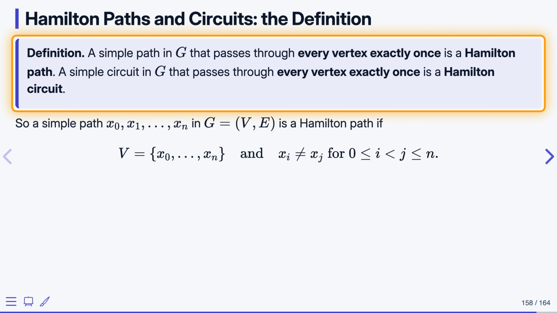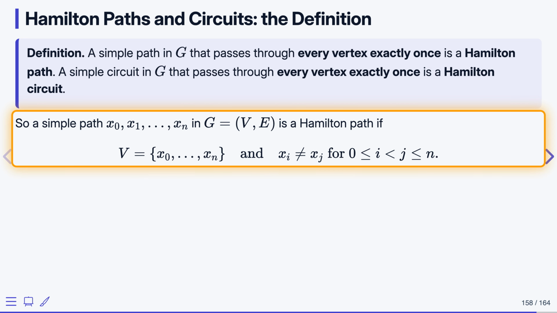Now let's write the two names clearly. Take a simple path in a graph G. If this path visits every vertex exactly once, we call it a Hamilton path. Take a simple circuit, which starts and ends at the same vertex. If it visits every vertex exactly once, we call it a Hamilton circuit.